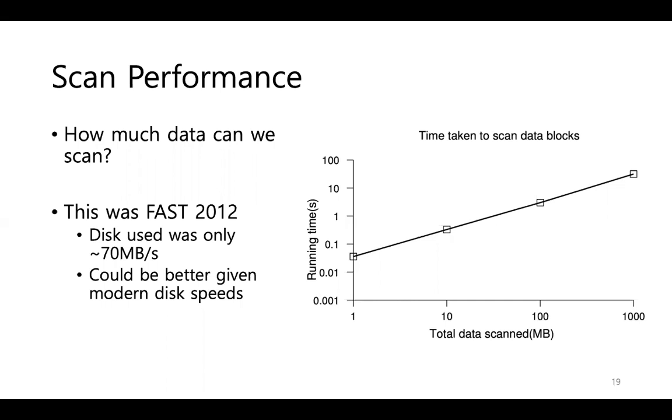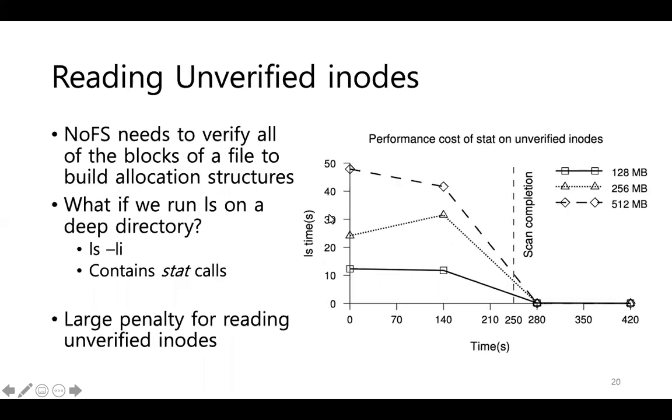So the disk they used in the evaluation, if I remember, only had 70 megabyte read. So it can be slow to scan data blocks in the background, to build the bitmaps or whatever, but it could be better given modern disks, but still a non-negligible penalty here in terms of time for scanning.